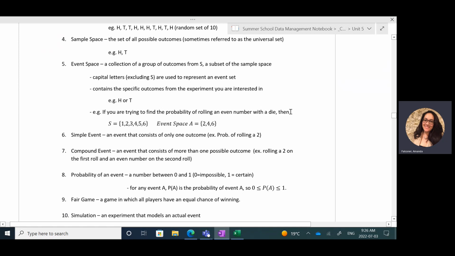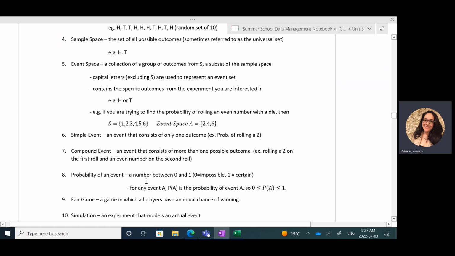If you're trying to find the probability of rolling an even number with a die, then the sample space would have the 6 different faces with the 6 different numbers on them, 1, 2, 3, 4, 5, 6. And the event space for rolling an even number would be 2, 4, 6. A simple event is an event that contains only one outcome. So if we're saying what's the probability of rolling a 2, there's only one face that has that 2 on it, so it'd be simple. A compound event is an event that consists of more than one possible outcome. So rolling a 2 on the first roll and then an even number on the second roll.